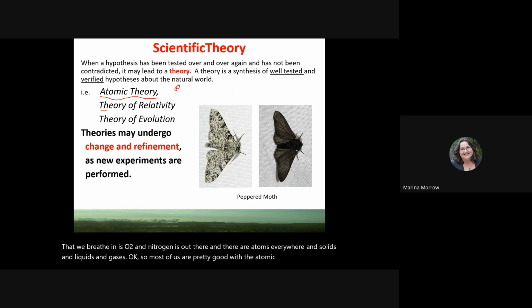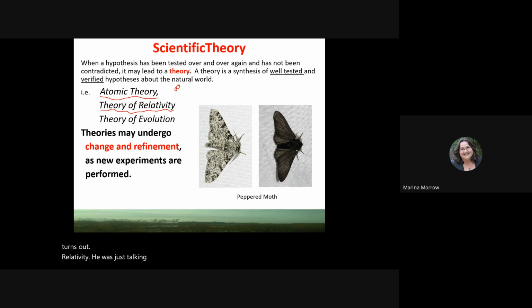The theory of relativity, pretty scary sounding, something Einstein came up with, and it's actually not that weird, as it turns out. Relativity, he was just talking about the idea that you can't really measure from any one point in the universe. That's part of that. So there is no still center to the universe.